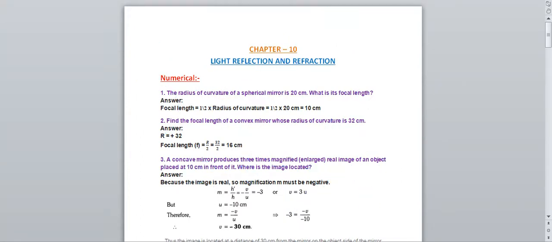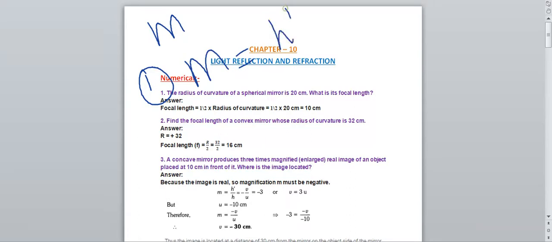Now if we talk about magnification m for lens, then one formula which you will use is m = h'/h. This is the common formula for both mirror and lens: height of the image divided by height of the object. Now the second formula which you can use for lens is m = v/u, image distance divided by the object distance, right?